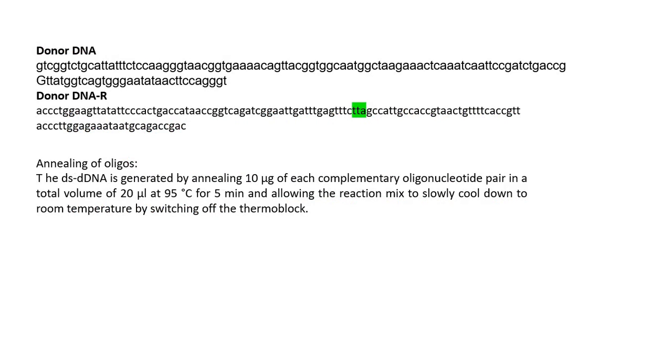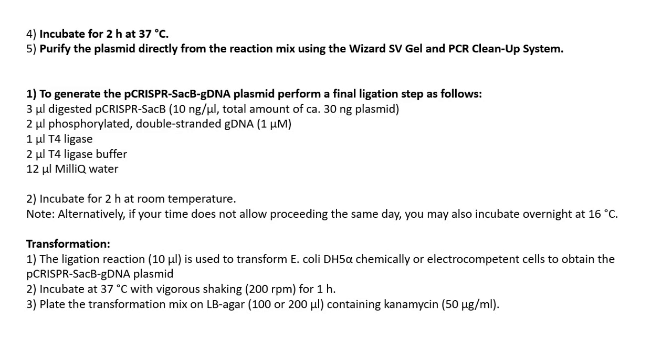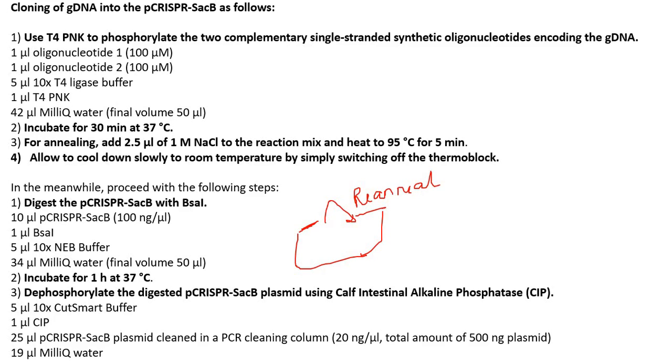Now, once you have designed it, order it from IDT or some other company, and just anneal them. You can do that by following the many literatures on annealing of oligos, or you can just simply take your double stranded DNA and anneal them. Take 10 microgram of each in a total volume of 20 microliter, 95 degrees for 5 minutes, allowing the reaction mix to slowly cool down to room temperature by switching off the thermoblock, like the way we did the ligation reaction. So you have to do the annealing reaction.